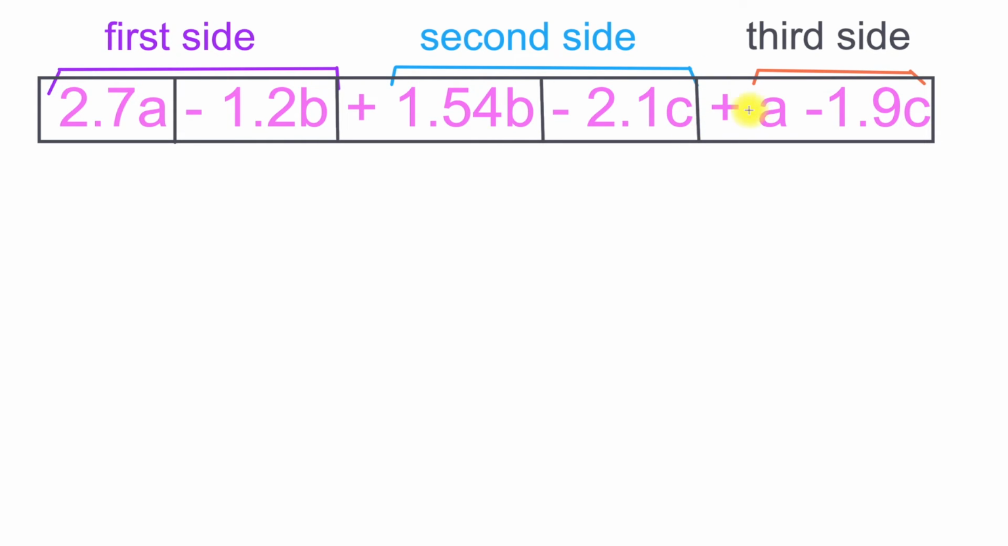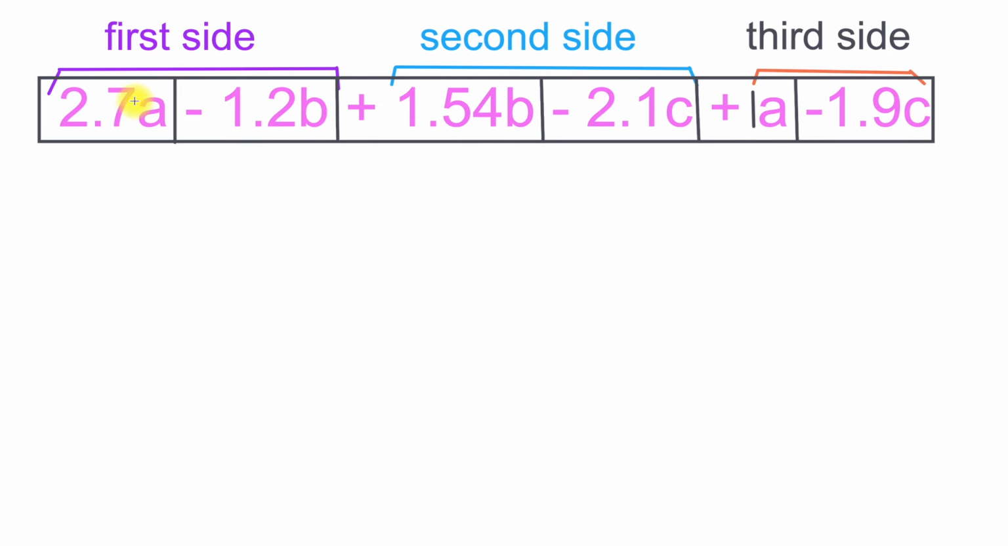And then our next term starts here. And by the way, remember, whenever you have a variable by itself, you can always put the coefficient 1 in front of it. So that is positive 1a. This term will end before the minus sign. Drop that here. And there we have it. Our final term is negative 1.9c.